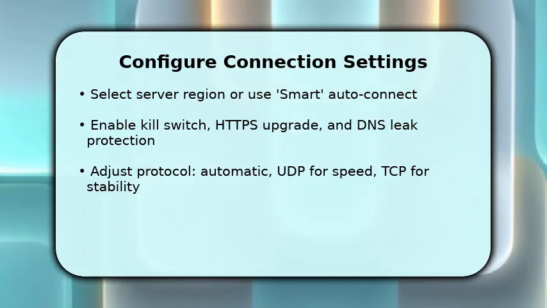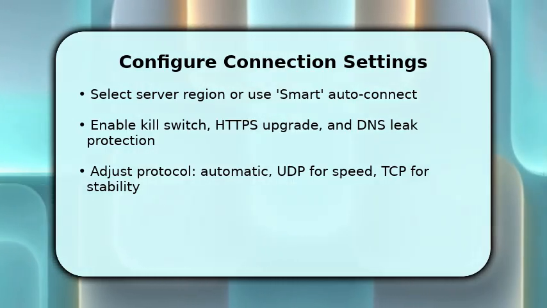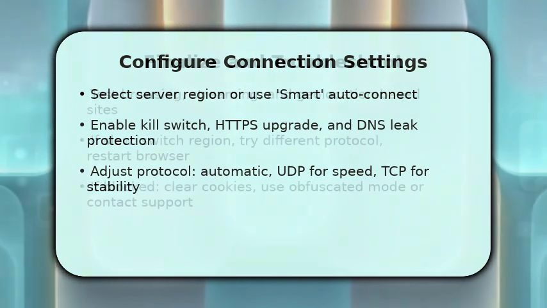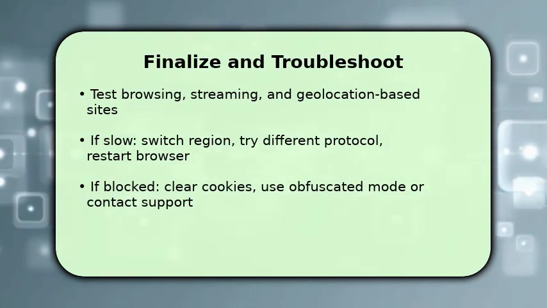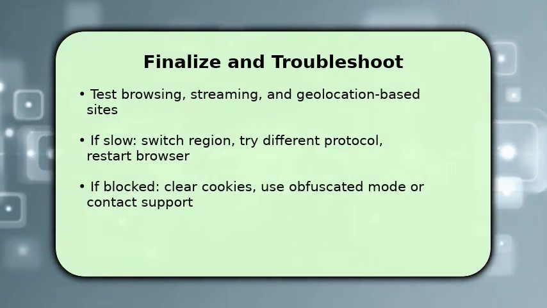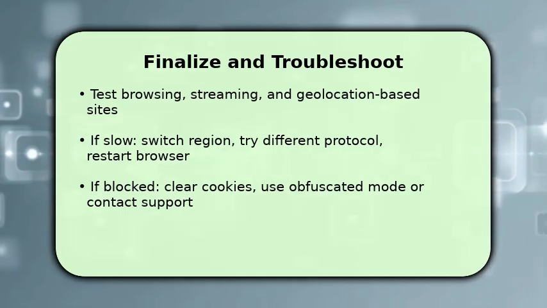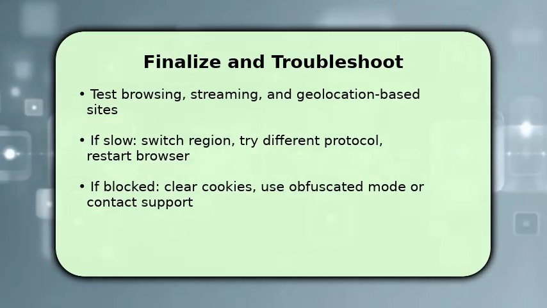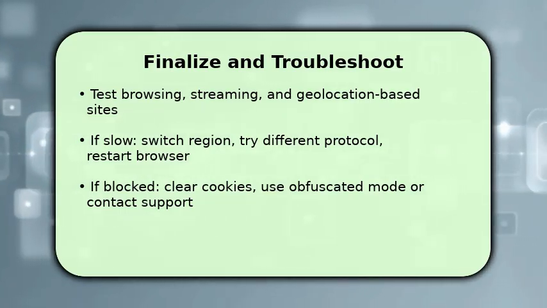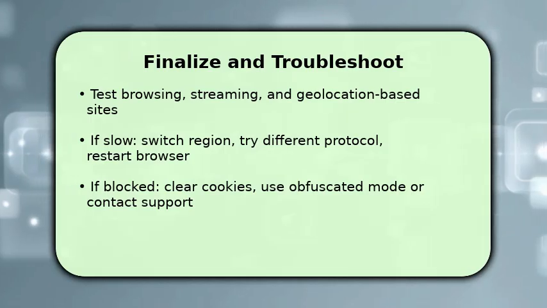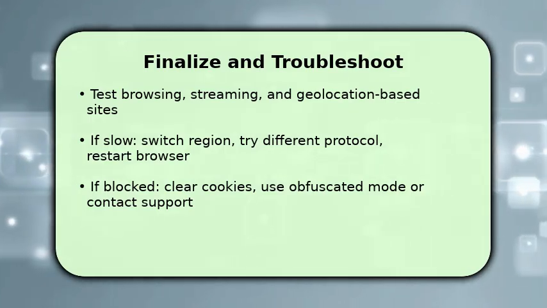You finish by validating that content works. Browse, stream, and check geolocation-sensitive sites. If speeds are poor, switch to a closer server, change protocol, or restart the browser and device to clear stalled routes. If a site blocks you, clear cookies and cache, enable obfuscated mode if available, or try another region.